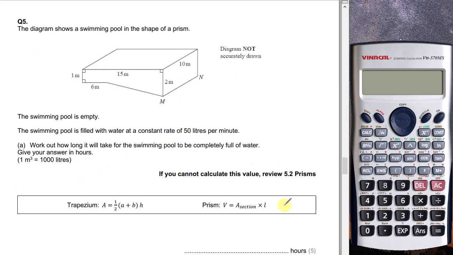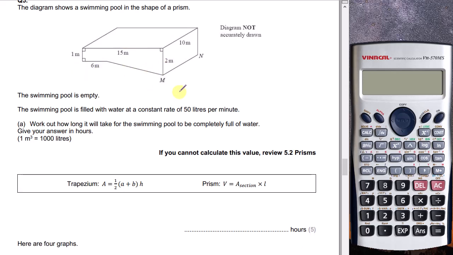Now this question, if you've not done the stuff on prisms before, you can go back and have a look at stuff to do with prisms for the first part. To work out the volume, you need two facts, and I've given them to you. At your level, I would expect this to be given to you, although in your exam, when you start doing IGCSE, you will be expected to know the trapezium calculation. So you need to calculate the area of the end section.